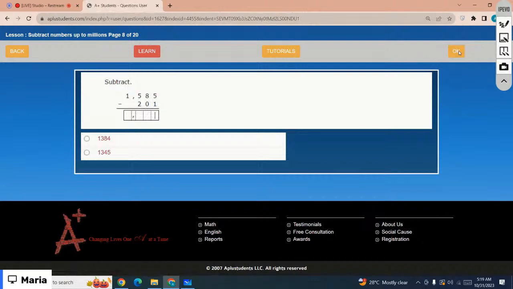Okay, the next one is 1,585 minus 201, which is the correct option? The correct option is, the correct option is 1,384. Very good.